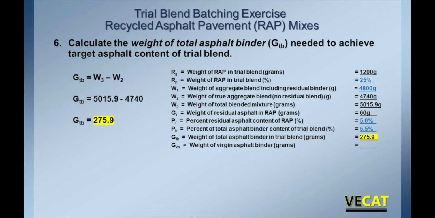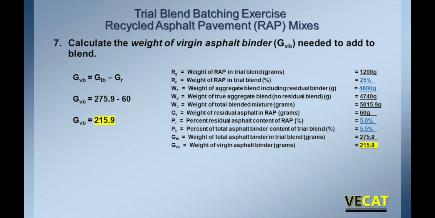Next, we're going to calculate the weight of total binder needed to achieve the target asphalt content of the trial blend. We know that our total mixture weight is 5,015.9, and we also know that our total aggregate weight is 4,740 grams. When we subtract those two, the difference is 275.9 grams of asphalt.